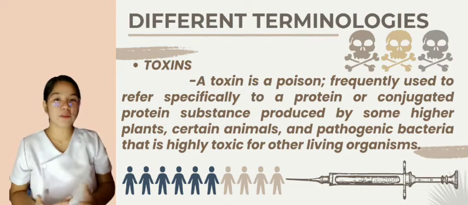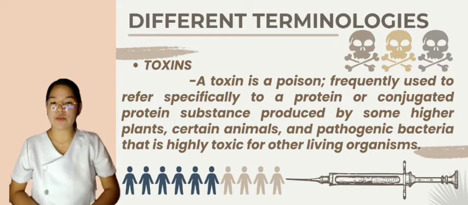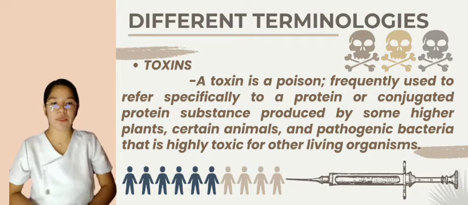We also have toxin. A toxin is a poison, frequently used to refer specifically to a protein or conjugated protein substance produced by some higher plants, certain animals, and pathogenic bacteria that is highly toxic for other living organisms.